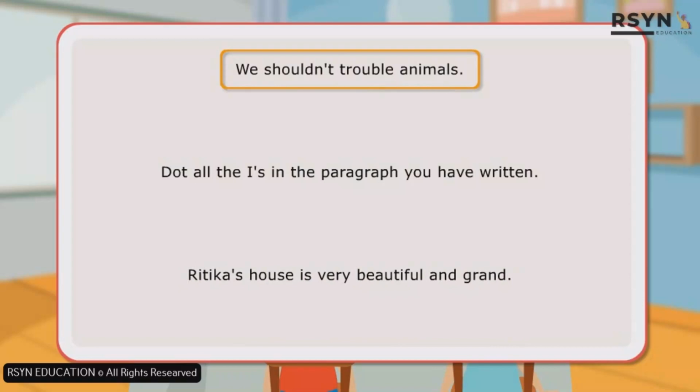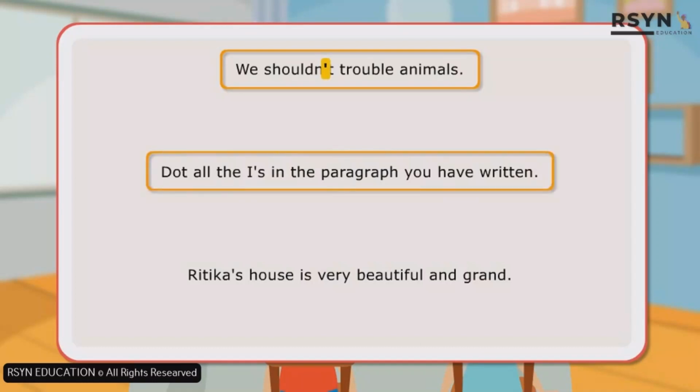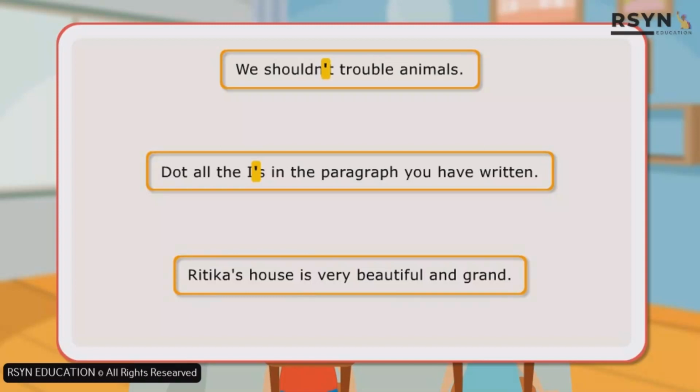In the first sentence, apostrophe has been used to show omission of the letter O in should not when it is contracted to shouldn't. In the next sentence, apostrophe has been placed to show plural of letter I. In the last sentence, apostrophe has been placed after Ritika to show her ownership of the house.